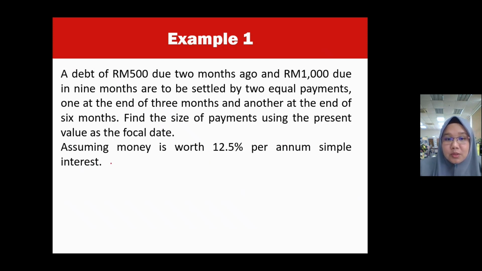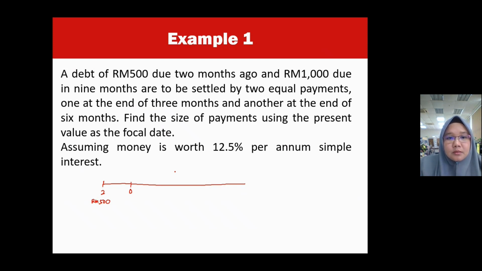So the first step is we need to draw a timeline. So we draw a timeline here. Normally this is the present, so we put it as 0. The debt of 500 due 2 months ago must be on the left side of 0. At 2 months ago, the debt is 500 ringgit.